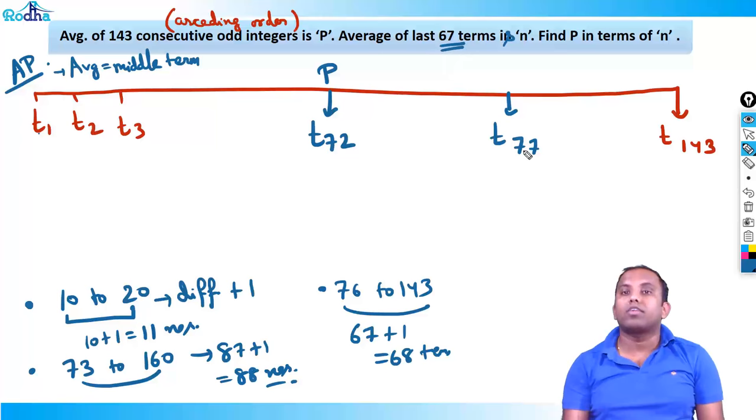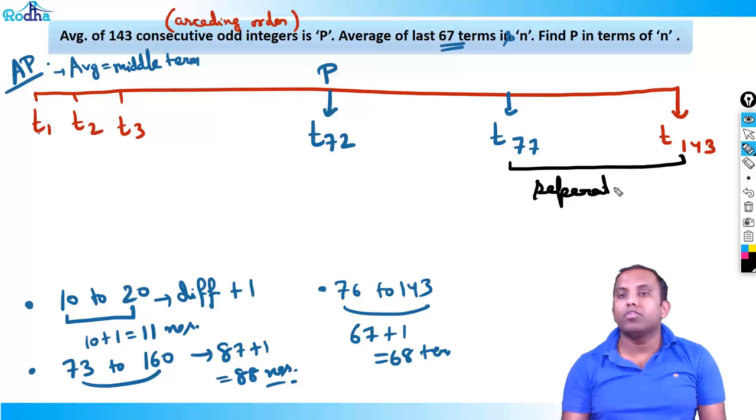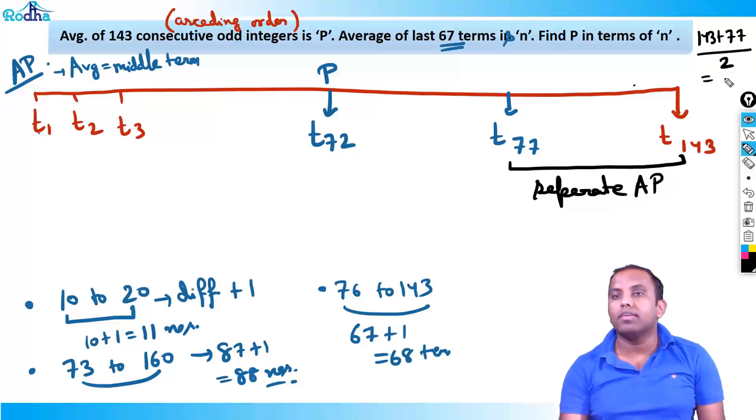So, T77 to T143. Now, see, this series I can treat as a separate AP. It is a separate AP, right? Because again, from T77 to T143, the difference is 2 only. All these 67 terms have a difference of 2. What is the average? Average is the middle term. What is the middle term? First term plus last term by 2. 143 plus 77 by 2, that is 110. So, T110 is the average, and this is given as N.